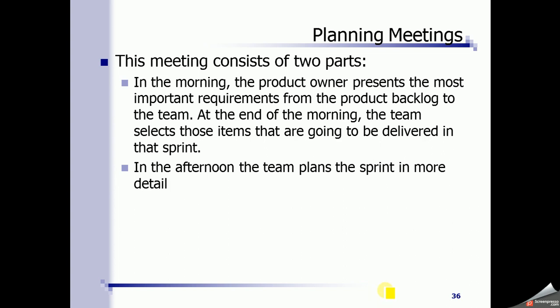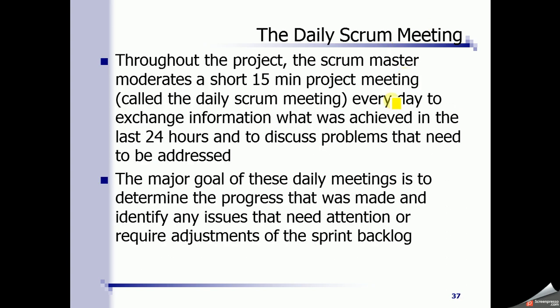So as I said before, this meeting has two parts. In the morning, the product owner presents the most important requirements from the product backlog to the team, and at the end of the morning, the team selects those items that are going to be delivered in that sprint. So in the morning, they will agree on what use cases have been selected for the current sprint or current iteration. And the second part, in the afternoon, the team will develop a detailed plan for the current iteration. So every sprint starts with planning meeting, right?